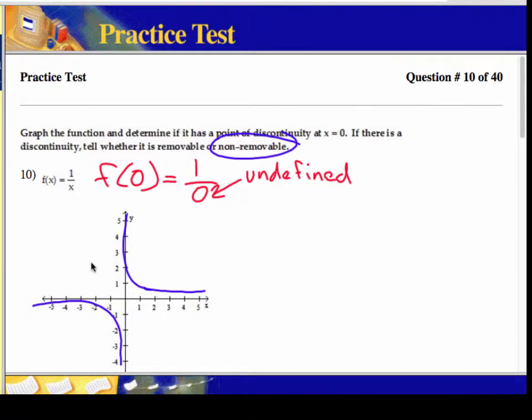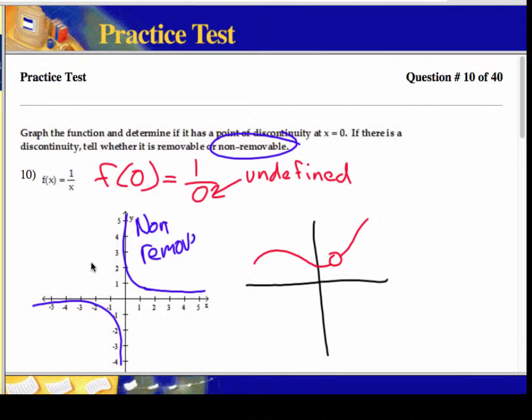Well, it's non-removable. The reason it's non-removable, every once in a while you'll get one like this, where you have your curve and a hole like that. So this one right here is definitely non-removable because there's nothing I can do to plug the hole. Okay? But this one way over here, I could simply plug the hole by filling it in. So this one is removable.